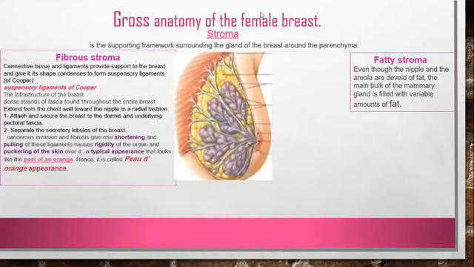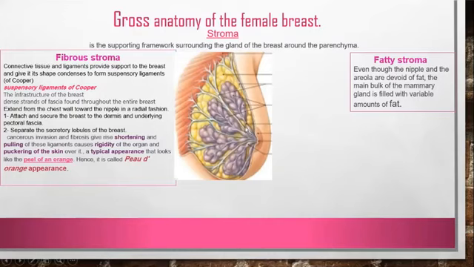The fibrous stroma is the connective tissue and the ligaments. As we mentioned before, this provides support for the breast, and the suspensory or Cooper ligaments extend from the skin, holding the breast posteriorly to the pectoralis, giving support for the gland.